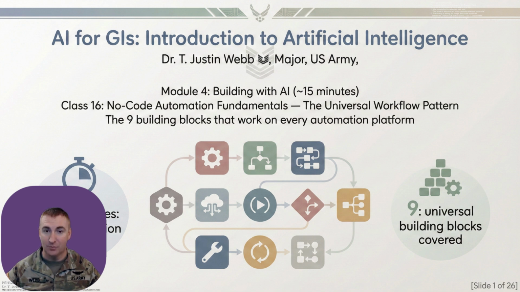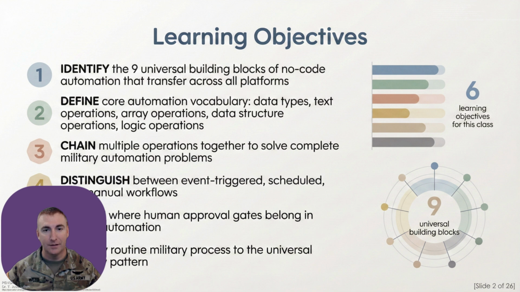I'm Dr. Justin Webb. Let's begin. 6 objectives. Each one gives you a transferable skill. You will identify the 9 building blocks, define the automation vocabulary, chain operations into complete solutions, distinguish trigger types, explain where human approval gates fit, and map any military process to a universal workflow pattern.